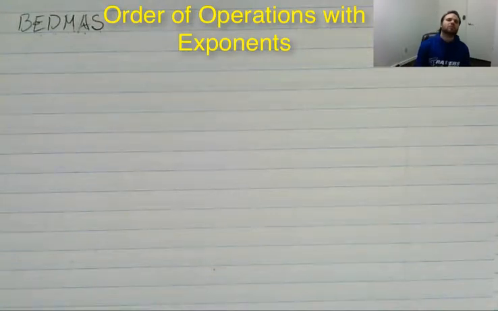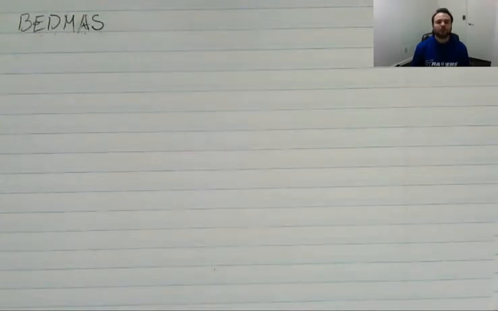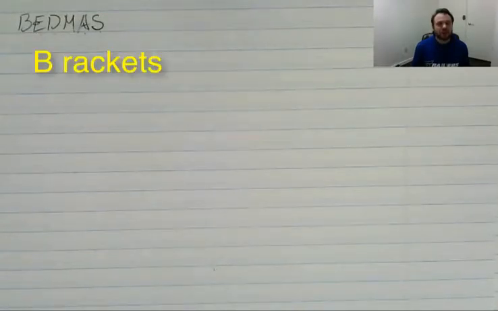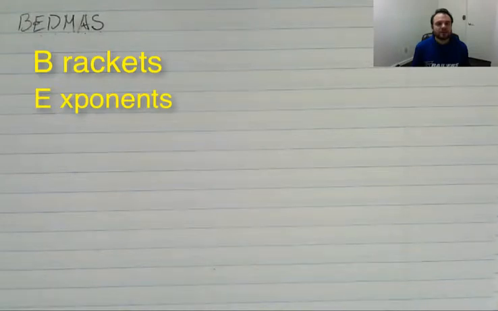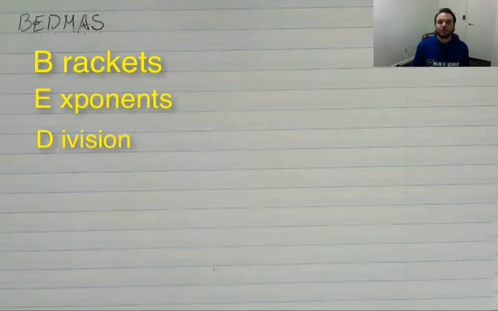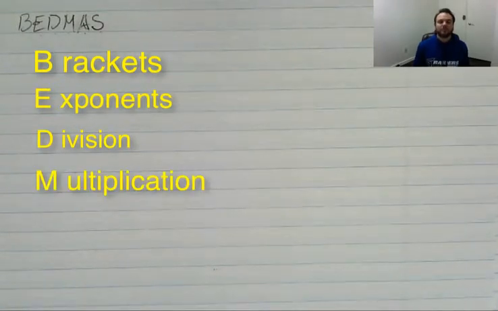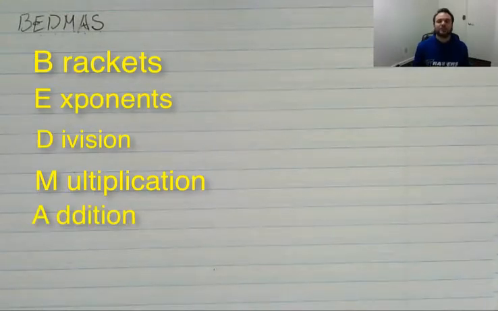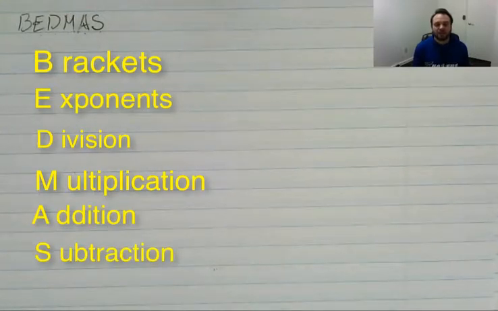In today's lesson, we're going to be looking at the order of operations with exponents. So, powers involved in the order of operations. Now, in order to do this, we must, as I said, follow an order to do these operations. That order we're going to follow is BEDMAS, where B stands for brackets, E stands for exponents, D stands for division, M stands for multiplication, A stands for addition, and S stands for subtraction.